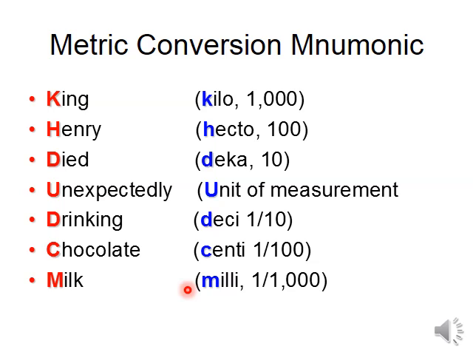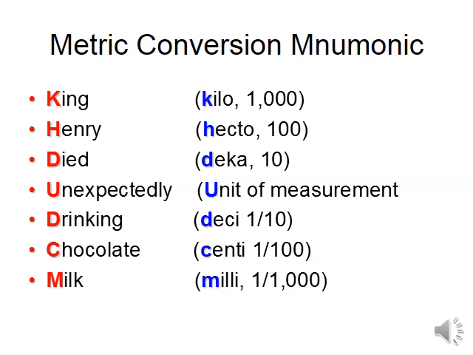And also it's important to note that milli means 1,000th. Centi means 100th. Deci means 1/10. Deca means 10. Hecto means 100. And kilo means 1,000. The prefixes are exactly what they equal.